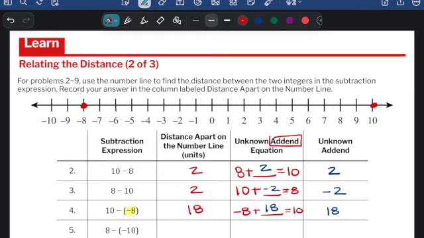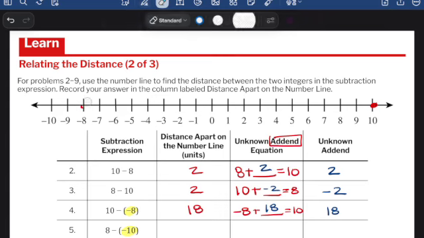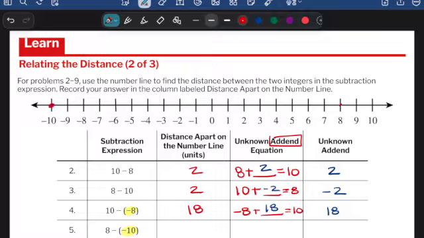Okay, let's do the last one. Again, we have a negative integer in parentheses. So now our numbers are at negative 10 and at positive 8. So there's our 2 points on our number line. What's the distance between those 2 points? It's still 18 units away from each other.